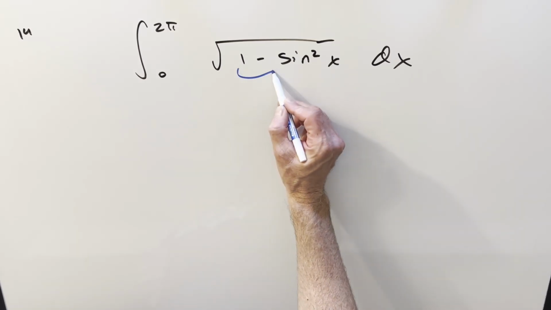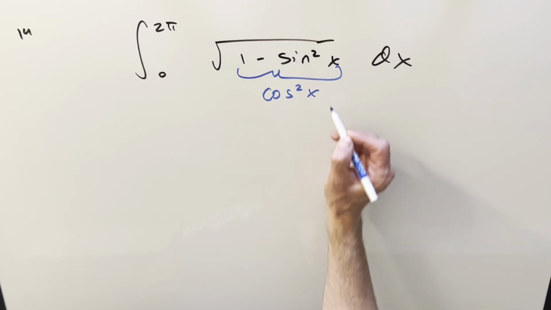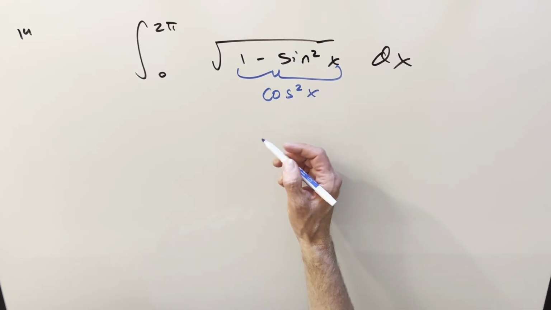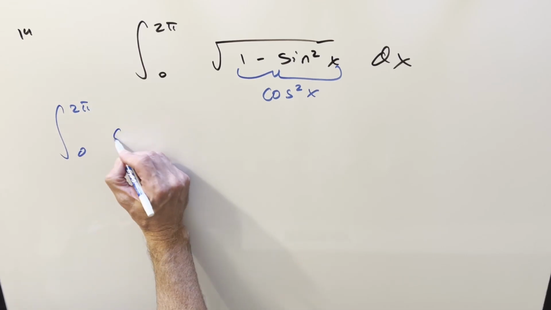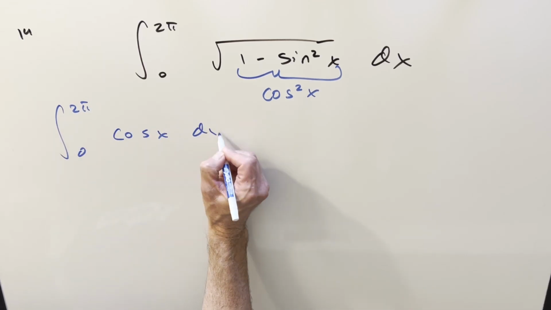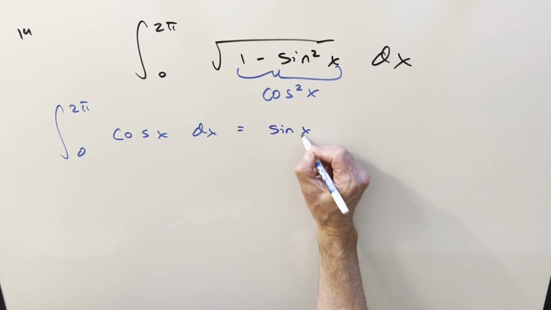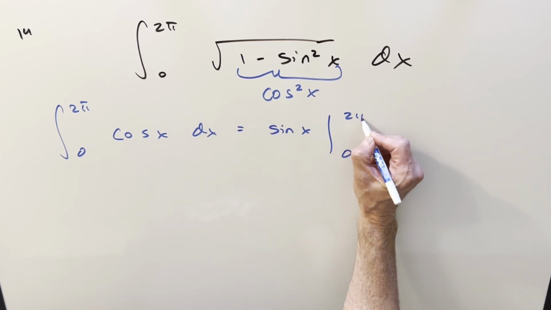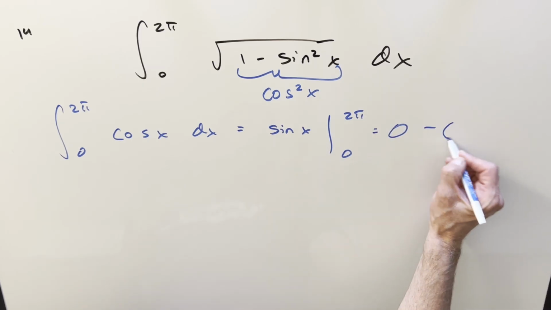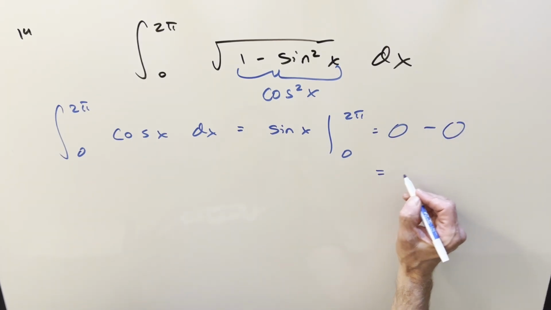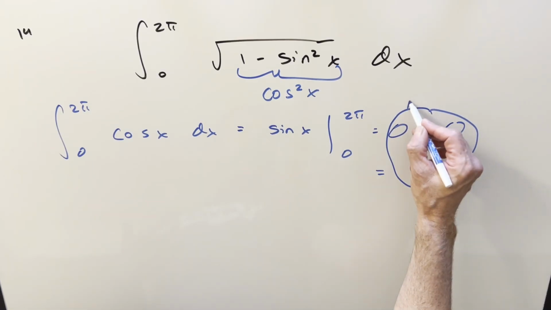First of all, we notice 1 minus sine squared x, that's the same thing as cosine squared x, but we're inside the square root. So when I rewrite it, we have the same integral, but now we just are integrating cosine x dx. But the integral of cosine is just going to be sine x evaluated from 0 to 2 pi. Plug it in, sine of 2 pi is 0, sine at 0 is 0. And so for my final solution on this, we just get 0.